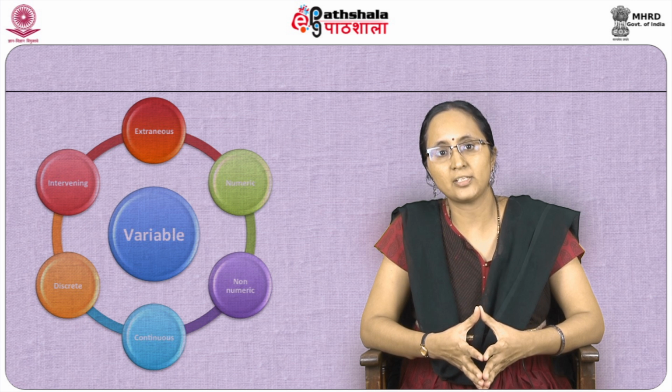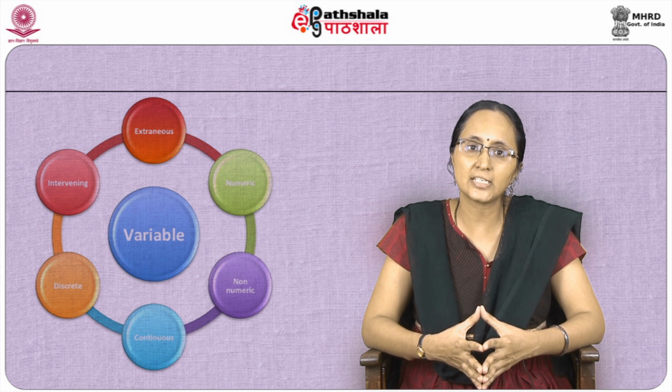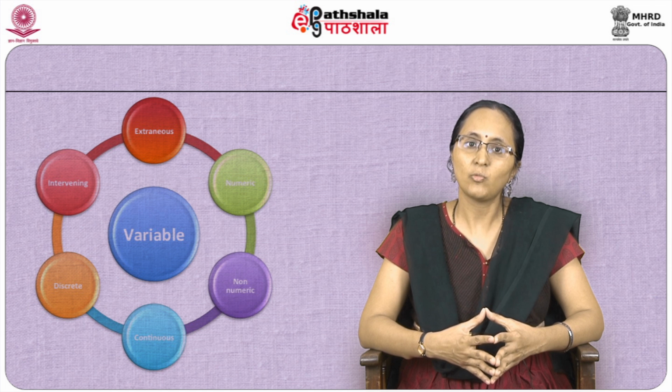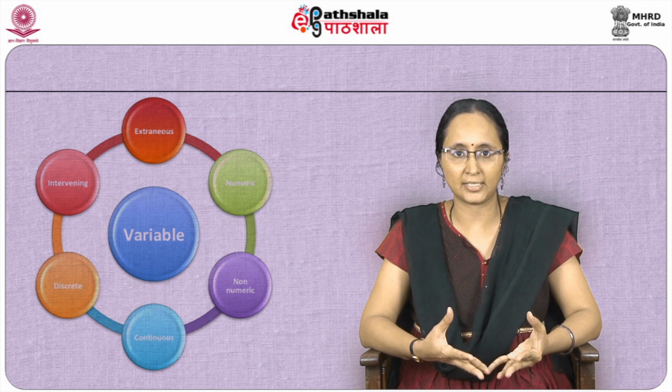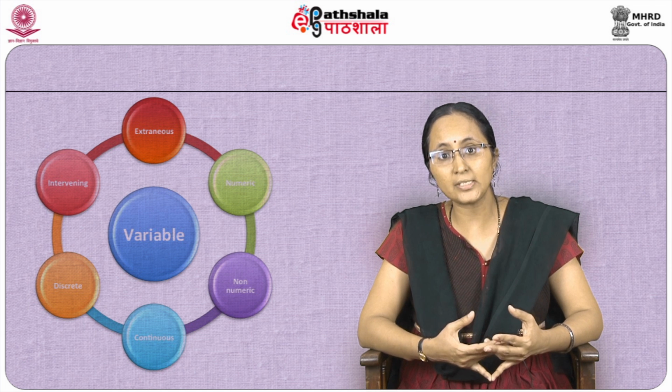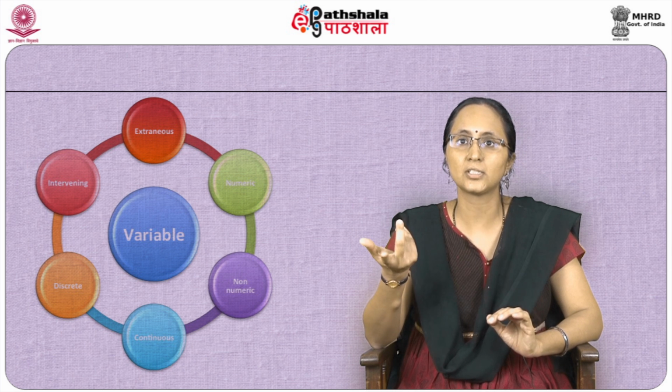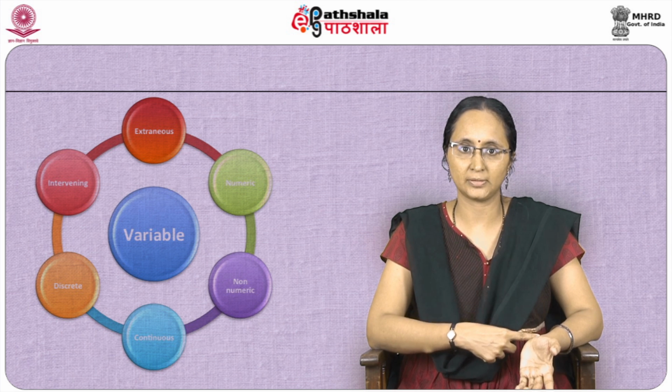Now, the last type of variable is what is called an extraneous variable. These are unwanted or undesirable variables which have an impact on the outcome of the study. You must control these so they do not influence the course of the study. These are just opposite that of the intervening variable. Now, we come to measurement of variables.